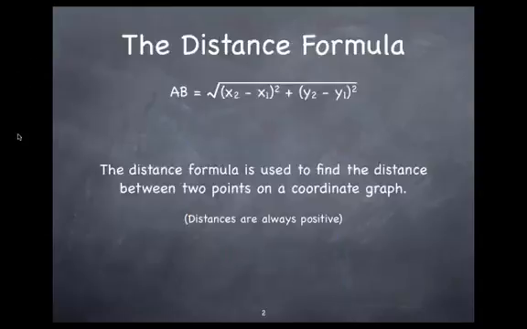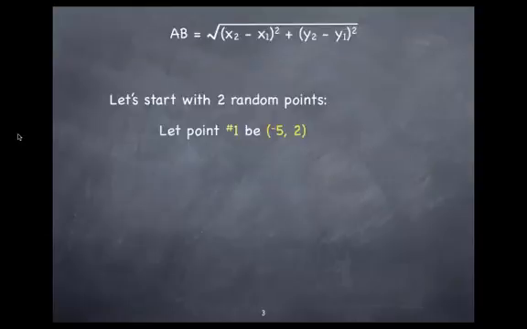formula. The distance formula is used to find the distance between 2 points on a coordinate graph. We know the distances are always positive, so it should be pretty easy for us to go through here. Let's start with 2 random points, point 1 being negative 5, 2, and point 2 being 4, 3.